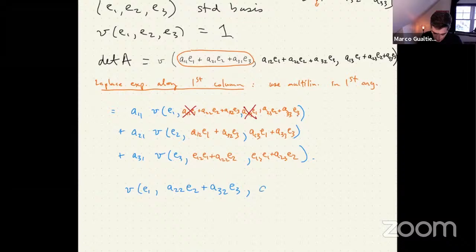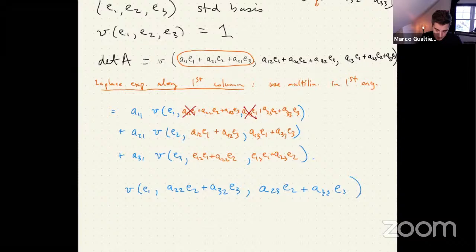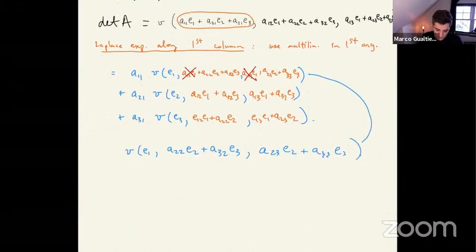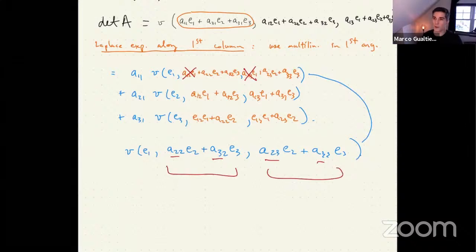Then we have A23 E2 plus A33 E3. Okay, I'm just repeating this one. Okay, and what do you see? So we really only have 4 numerical entries here, right? And this volume is multilinear in these two, and in both of these entries. So this quantity looks like a volume of 1 dimension less. It looks like it's a volume only in these 2 entries with these 2 dimensions, E2 and E3.